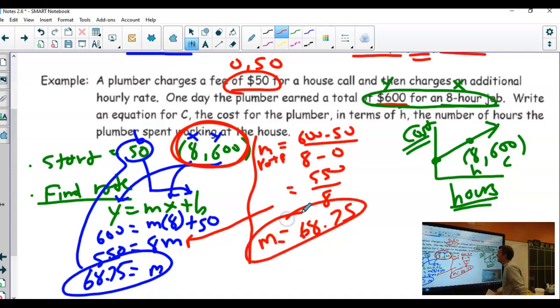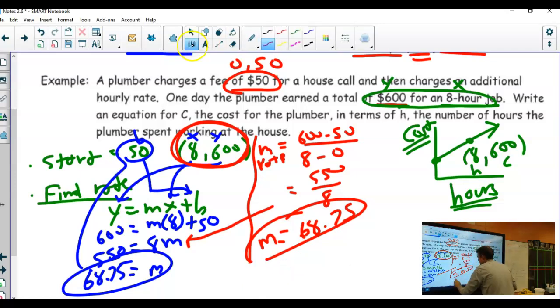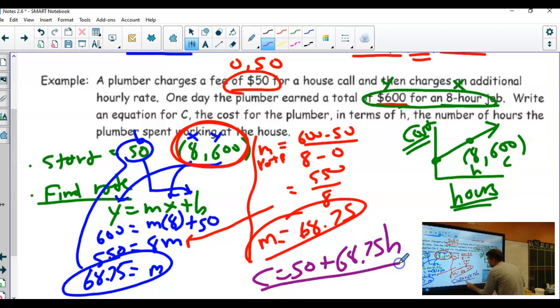And so I could now write the equation for this. Do I have to write an equation? It does say write an equation. I could write the equation, and the equation would be the cost equals, what is it, 600? $50. Sorry about that. Here, I'll erase that quickly. The cost equals $50 plus 68.75 per hour. I found the slope, the rate, I found the beginning amount, and I wrote the equation.